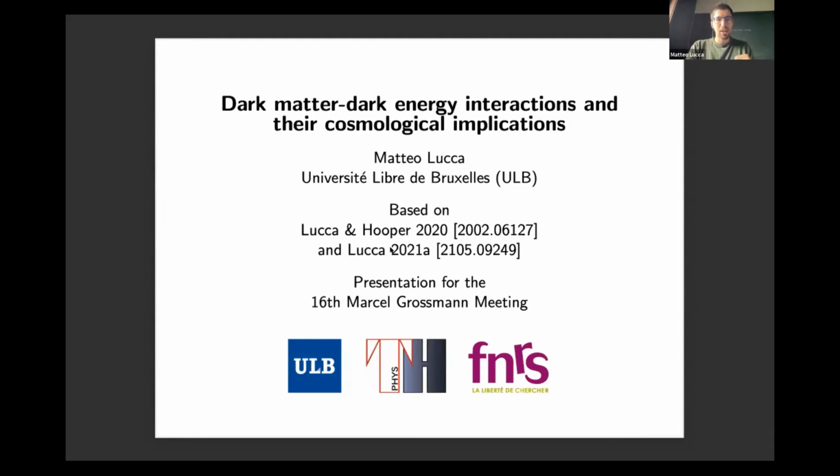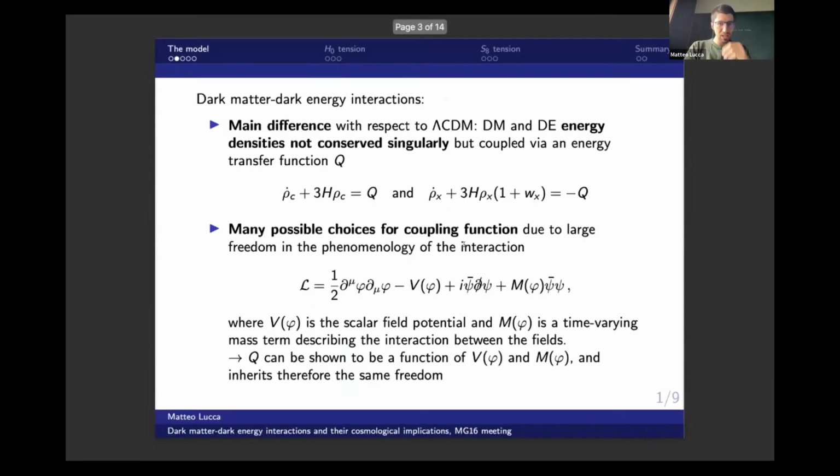Diving directly into the model, the idea here is that when you assume dark matter dark energy interactions, the main difference with respect to the Lambda CDM scenario is that the continuity equations are not conserved singularly anymore, but are coupled via an energy transfer function, which I will refer to as Q.